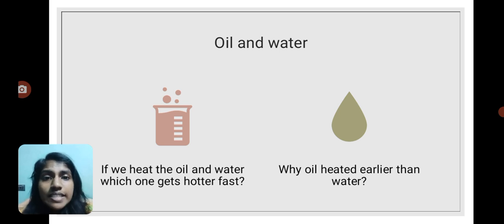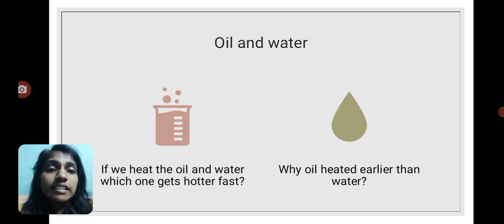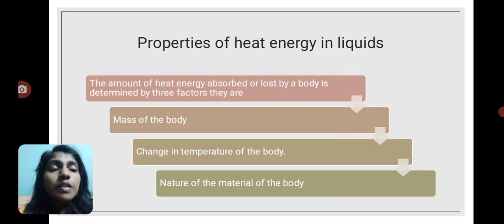A material can absorb a particular amount of heat, so the heat absorbing power, the tendency, may be high or low for those materials. Water has a high specific heat capacity. It needs high heat to boil it. So today we are going to discuss more about heat capacity and specific heat capacity, and then the properties of heat energy in liquids.